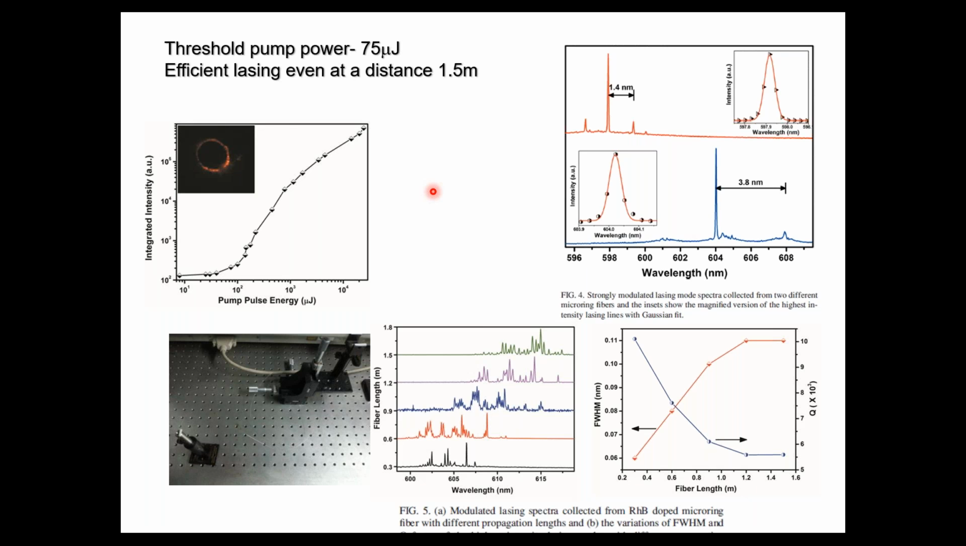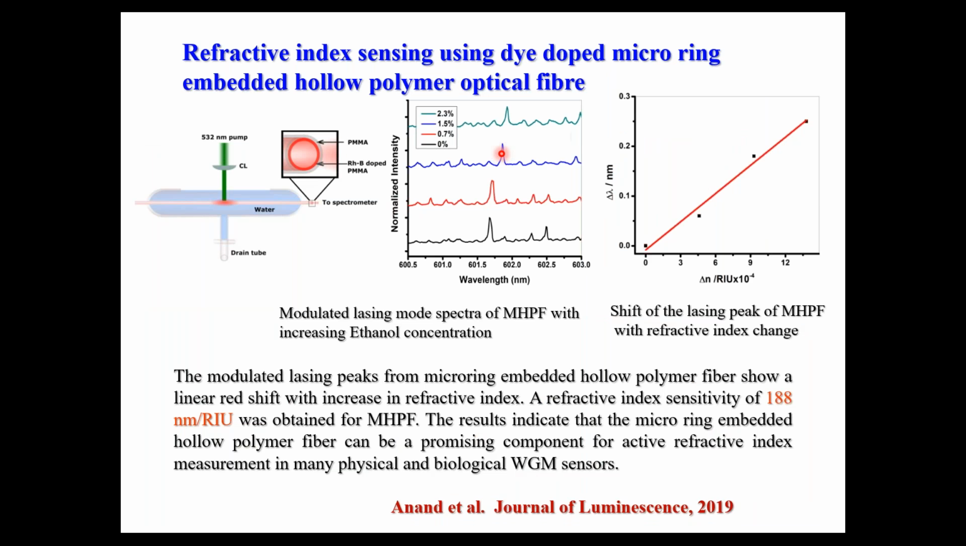So by compromising on the total power, we have accomplished a single mode operation from this kind of optical fibers. Now about the refractive index sensing using dye-doped micro ring embedded hollow polymer optical fiber. So these kind of fibers were further used for sensing.